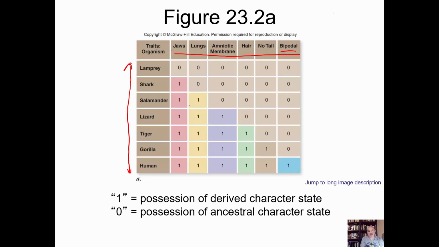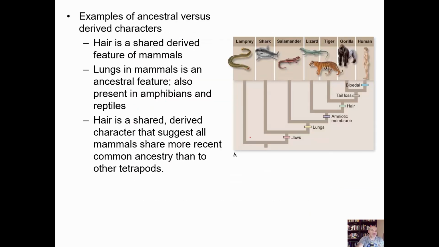You can see that the lamprey has none of those. The lamprey doesn't even have jaws. They're called jawless fish. And then the shark has the jaw. If we come down to tiger, the tiger has a jaw, lungs, amniotic membrane, and hair. Once you do all of that, you can use that data to produce a diagram that shows the phylogeny. In this case, since it was produced using cladistic methods, the diagram would be called a cladogram. And here's what the cladogram would look like based on the data from the prior example.